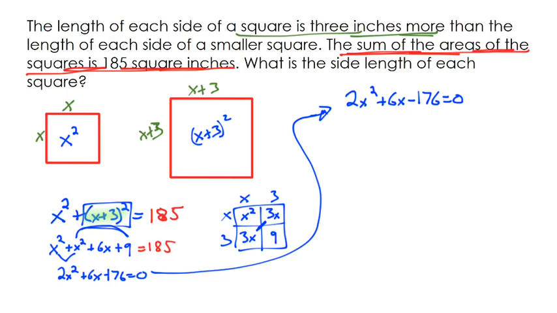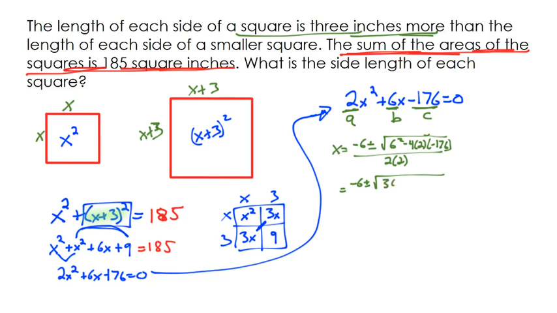You can solve this using a number of methods. I think I'm going to go with the quadratic formula on this one. We have our a value is 2, our b value is 6, and our c value is negative 176. So x equals negative b plus or minus the square root of b squared minus 4ac, all over 2a. Let's just take it step by step. I'm going to simplify it a little bit further in every step.